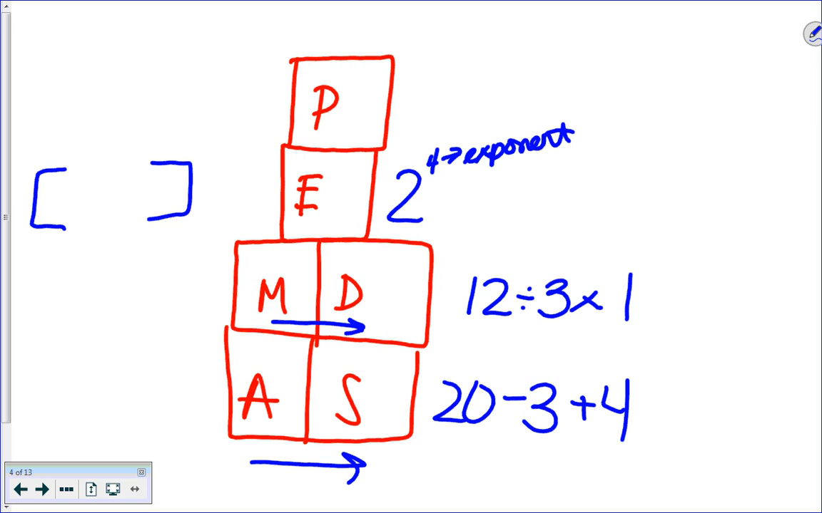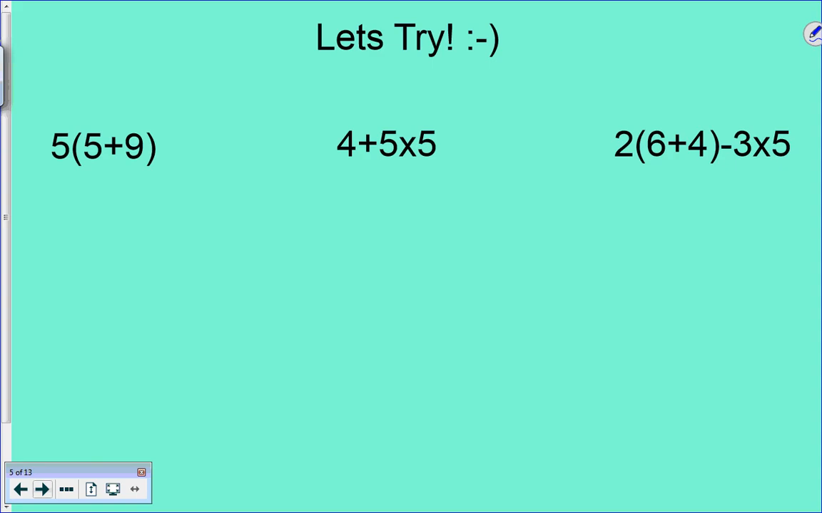Okay, we'll talk about that in a second. Okay? Okay, so let's try a few. Let's just try this one together first. Oh, that's a bad arrow. Wow. We'll do this one first.